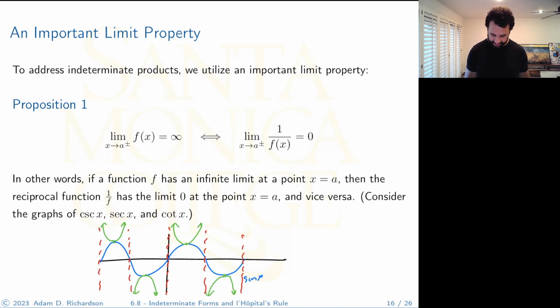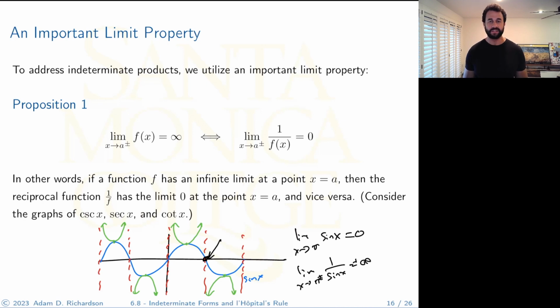As x approaches pi, sine approaches 0. So basically the limit as x approaches pi of sine of x is 0. So what that means is that the limit as x approaches pi of the reciprocal is going to be infinity, depending on which side you approach from. So I should say plus or minus. It's going to depend on the side you approach from.